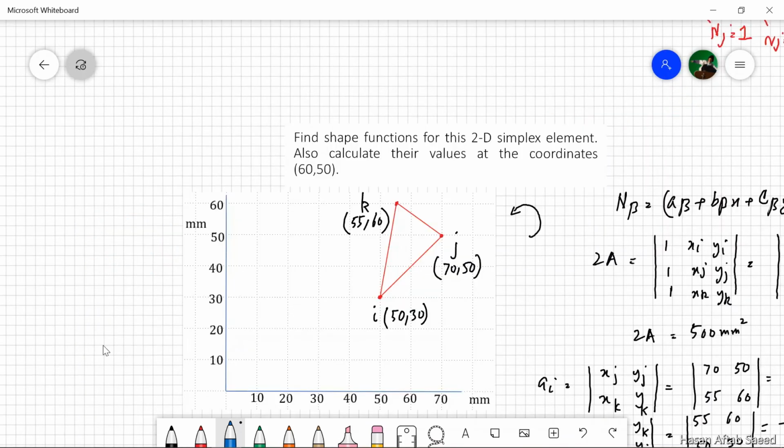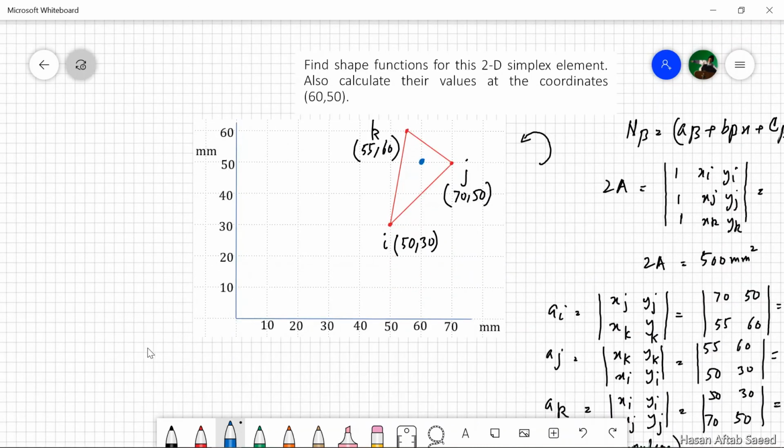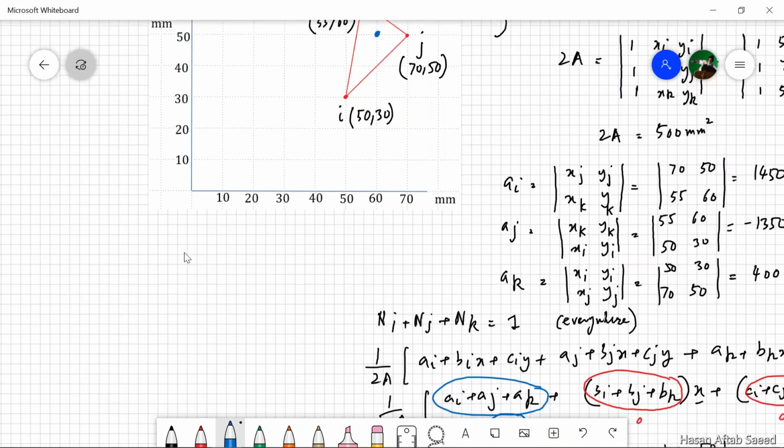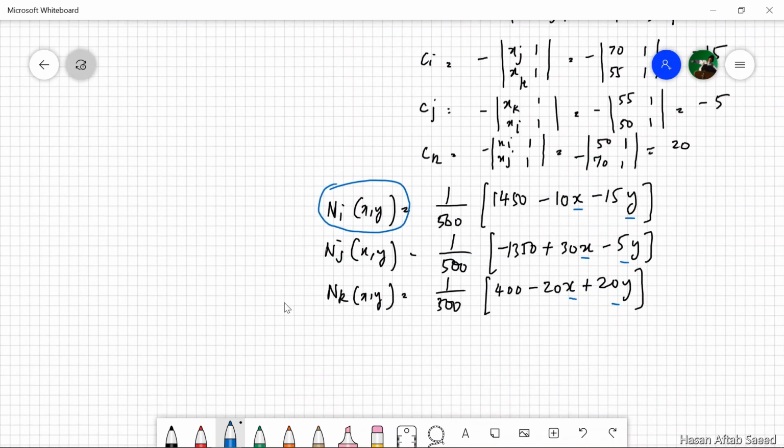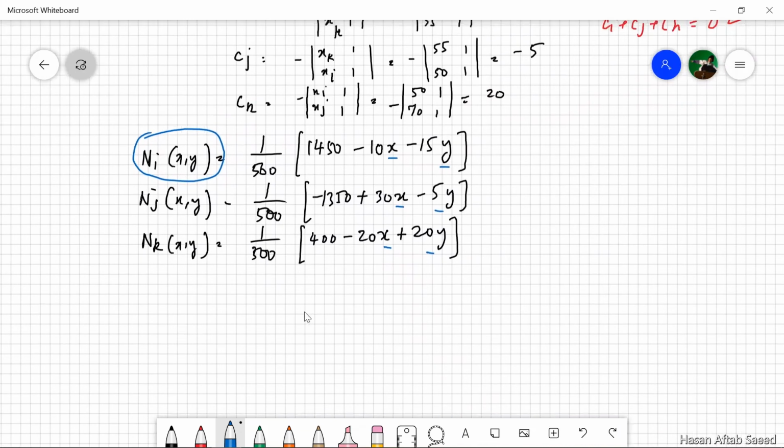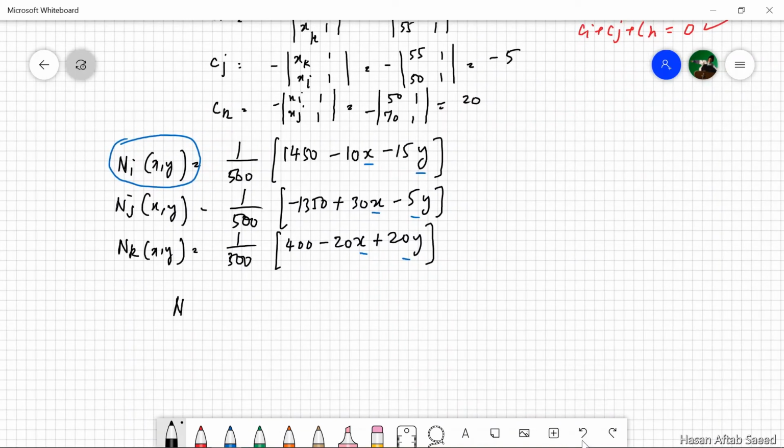Now the second part wants us to calculate the shape function values at coordinates 60 and 50. And 60 and 50 means talking about this point. What is the value of Ni, Nj, and Nk at this point? It's very simple. We have the expressions for Ni, Nj, and Nk. All we need to do is replace x by 60 and y by 50. So Ni becomes 1 over 500, 1450 minus 10 into 60 minus 15 into 50, and this turns out to be 0.2.